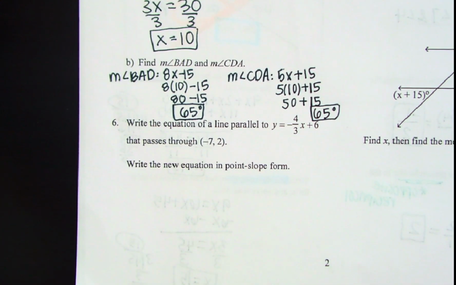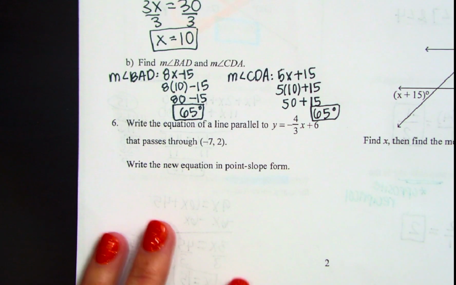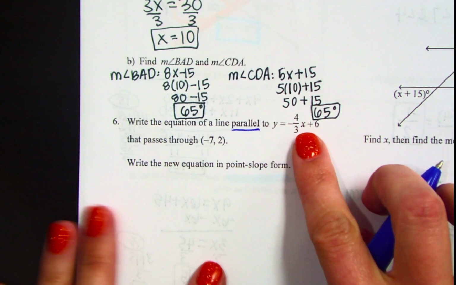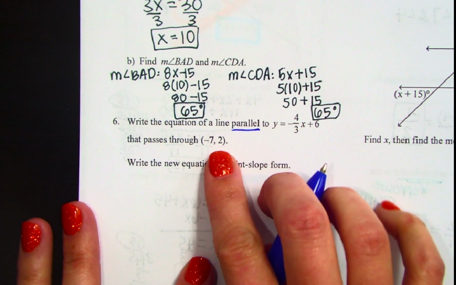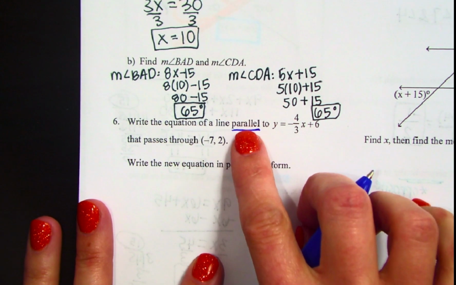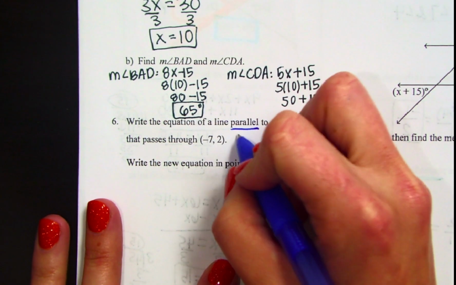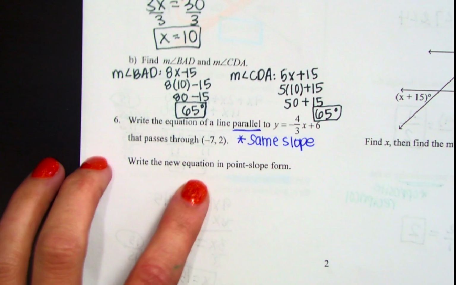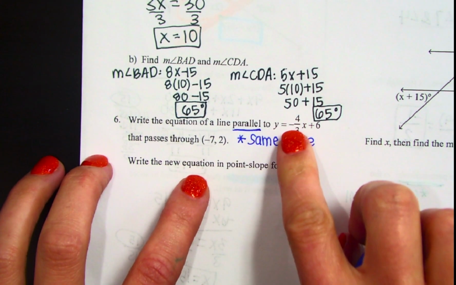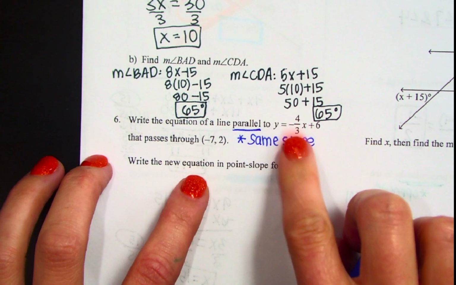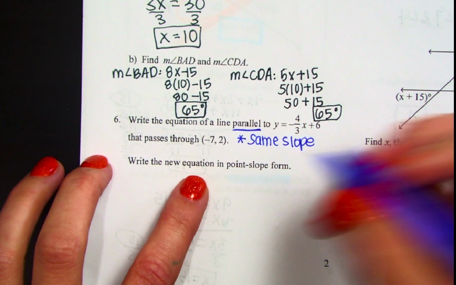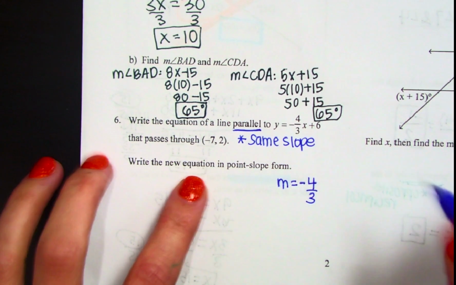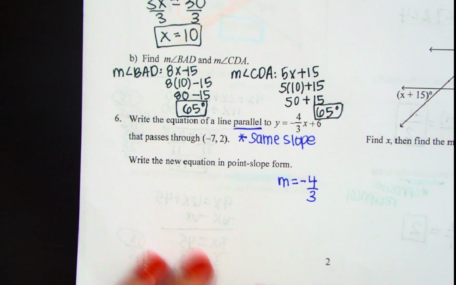All right, number 6, write the equation of the line that is parallel to y equals negative 4/3 x plus 6, passing through the point negative 7, comma 2. So when we write an equation of a parallel line, we have to remember that parallel lines have the same slope. So in my new equation, I'm going to use this negative 4/3 as my slope because the slope is the number in front of x. So for my new equation, I will be using m equals negative 4/3 because it has to have the same slope since these are parallel lines.